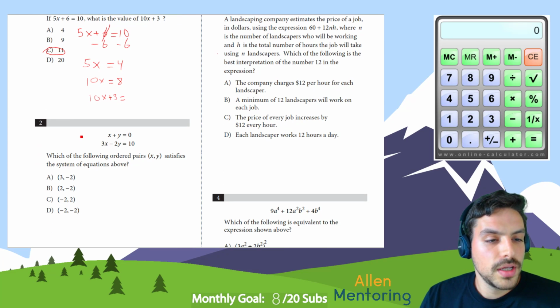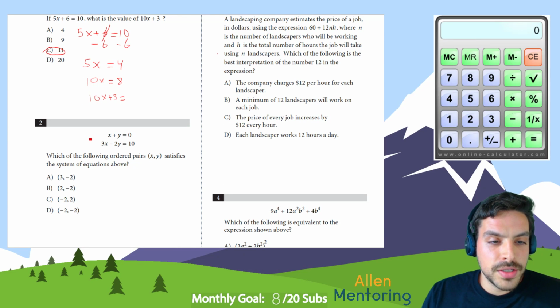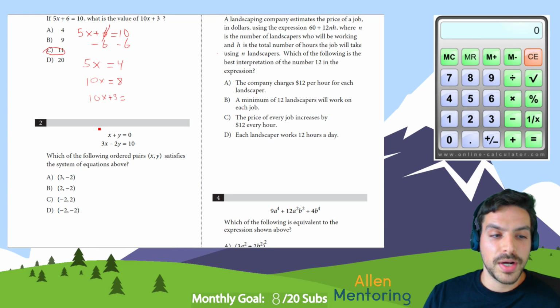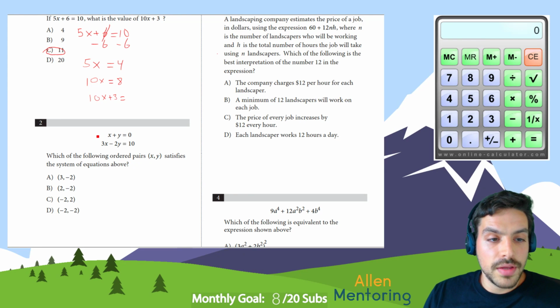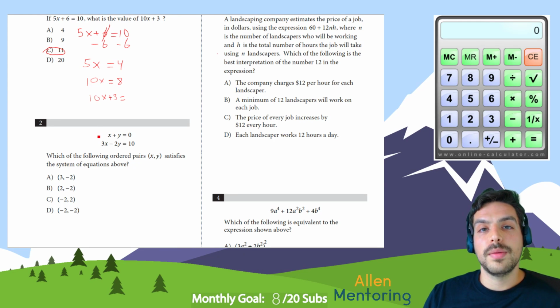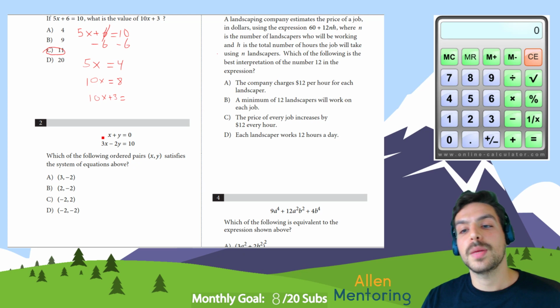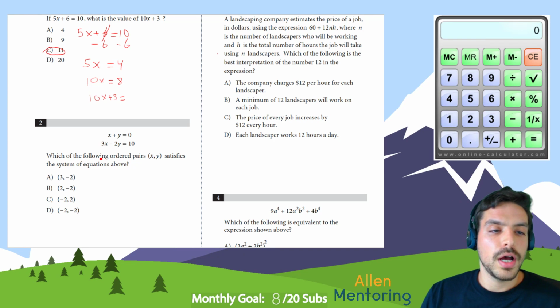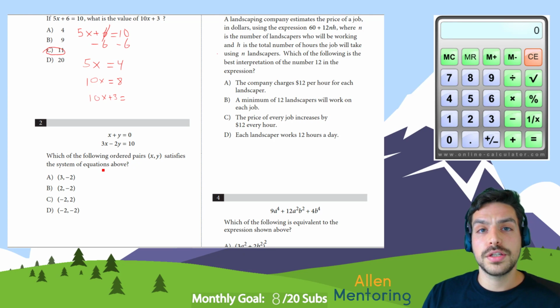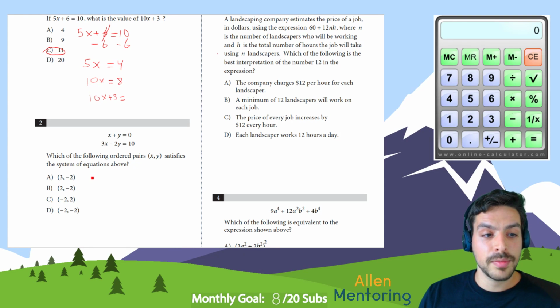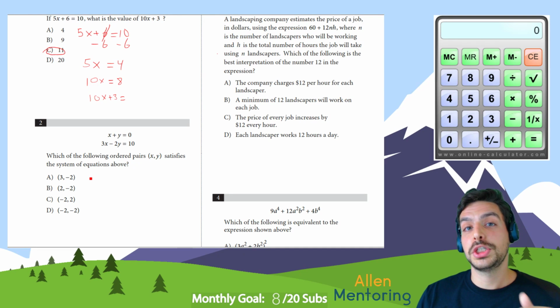Question 2. Which of the following ordered pairs (x, y) satisfies the system of equations above? So in this problem, usually I would solve it by showing you either substitution or elimination, but Bob actually asked on Tuesday if plugging in is a legitimate way to solve these problems, and I say absolutely yes. If you can plug in, it's probably the fastest way to solve a problem, and remember, your goal is not to show all of your work, it's to get the highest score possible.